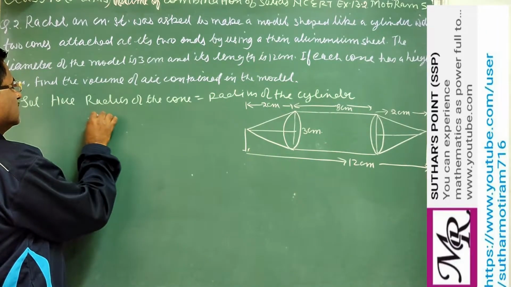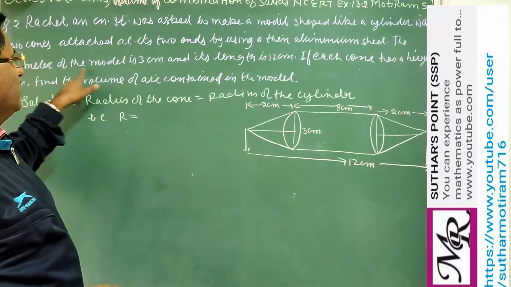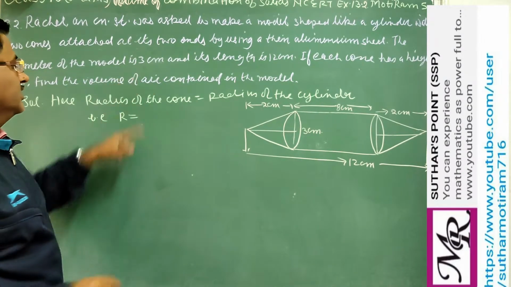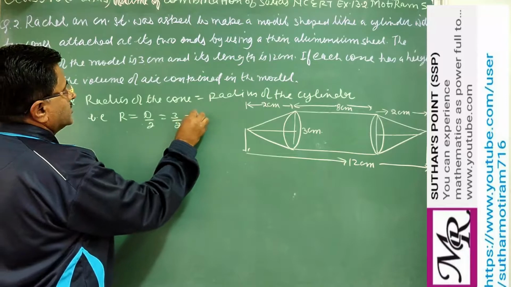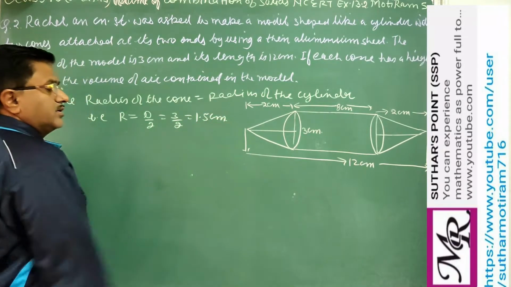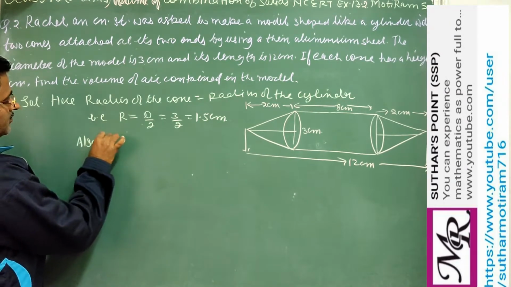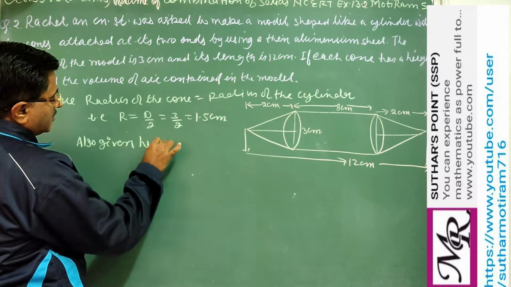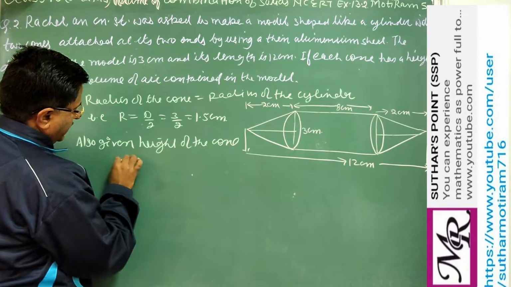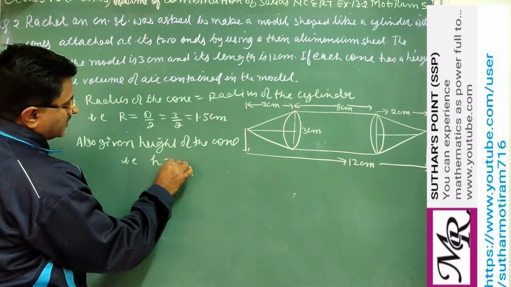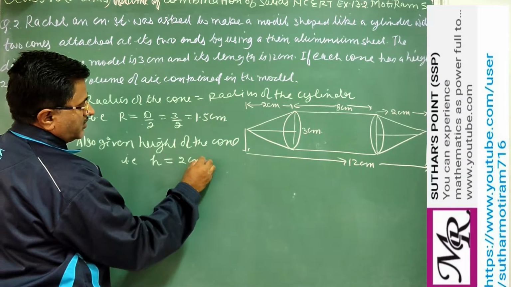That is, we can suppose R equal to, now diameter is given, diameter of model is 3. So radius will be half of this, diameter by 2, that is 3 by 2, or you can say 1.5 centimeter. Also we are given height of the cone, let H. So H is given as 2 for each cone, that is 2 centimeter.